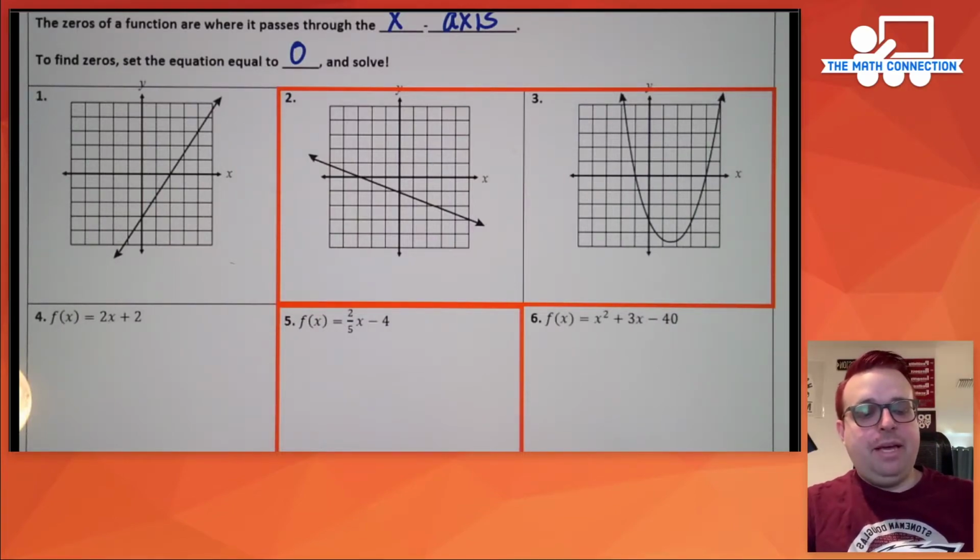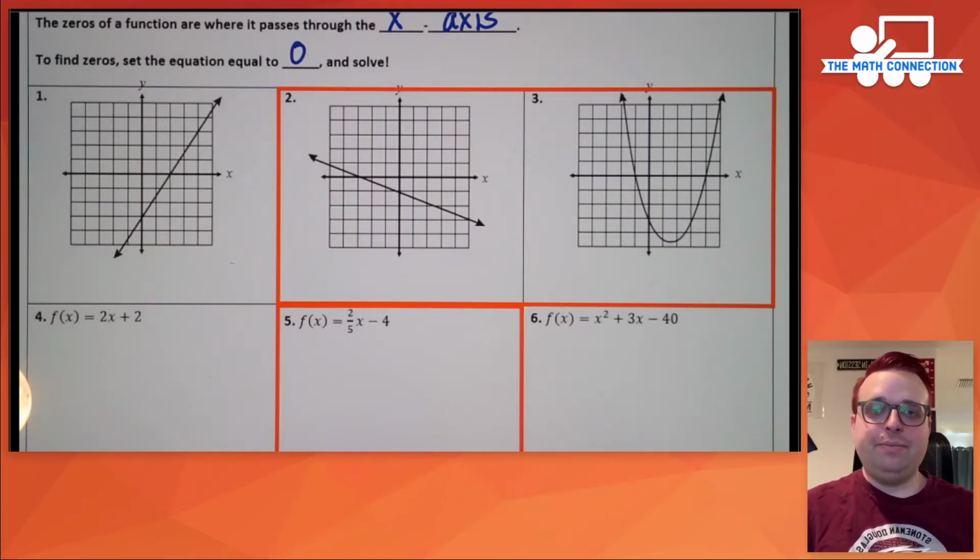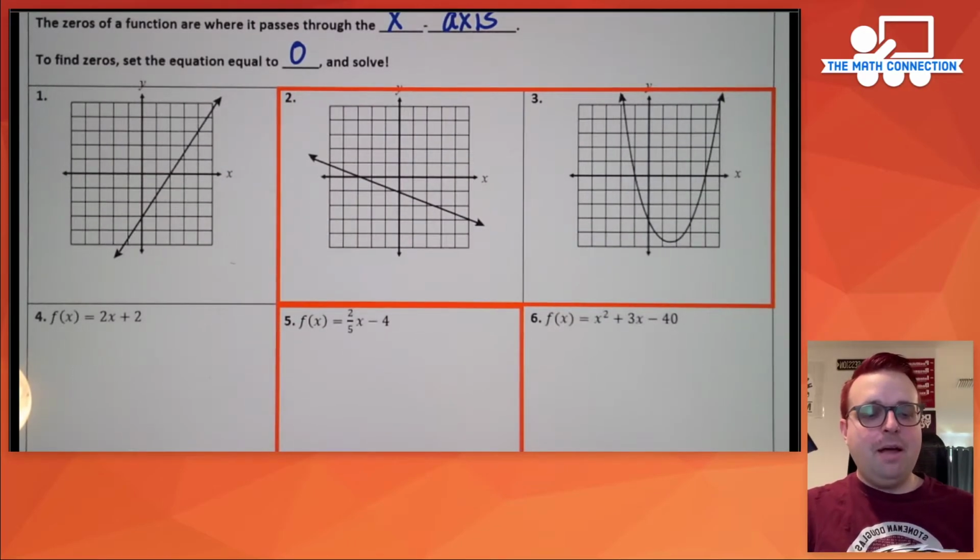Okay, if it's a straight line, then you're only going to have one possible answer. If it's a quadratic, meaning to the power of 2, you're going to have 2 possible real answers. And then if it was cubic, you'd have 3 real answers, and so on and so on. But we're only dealing with linear and quadratic, so let's do that.